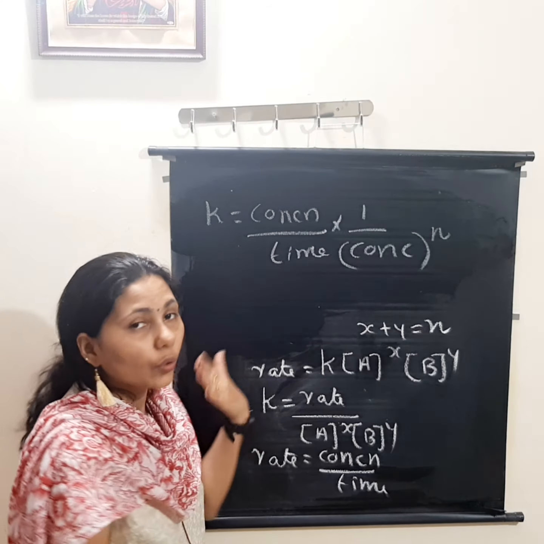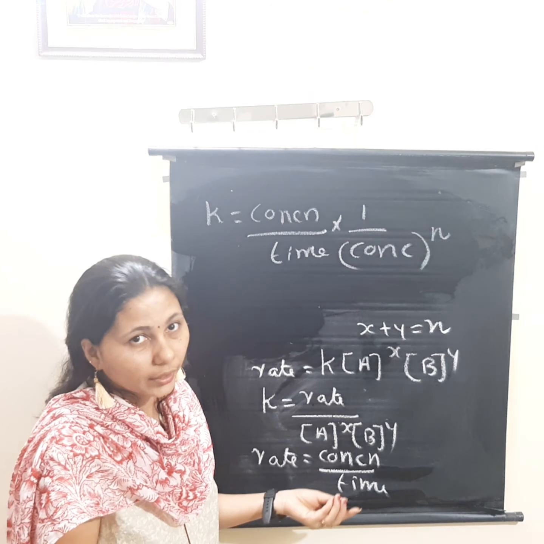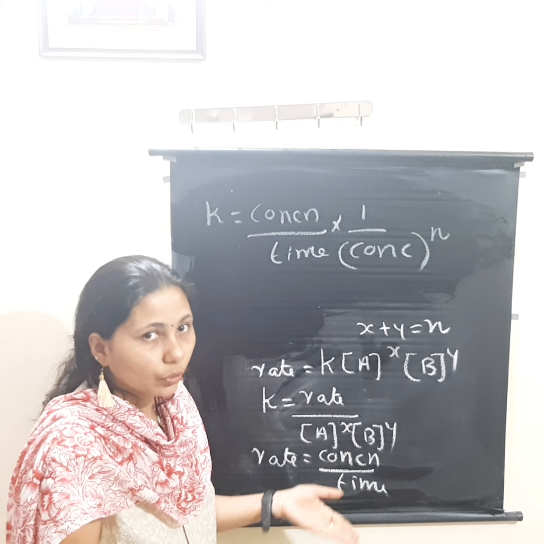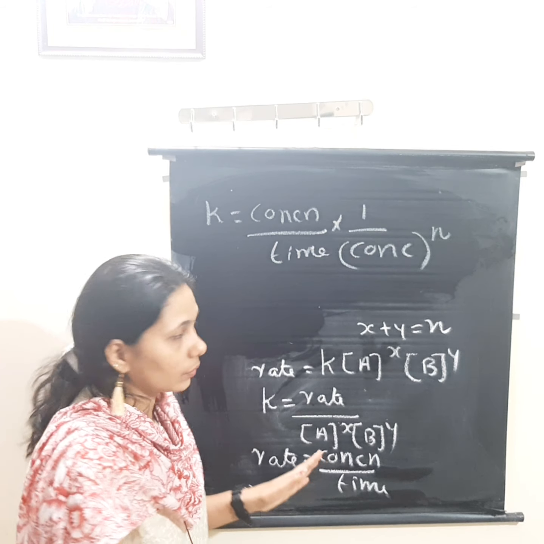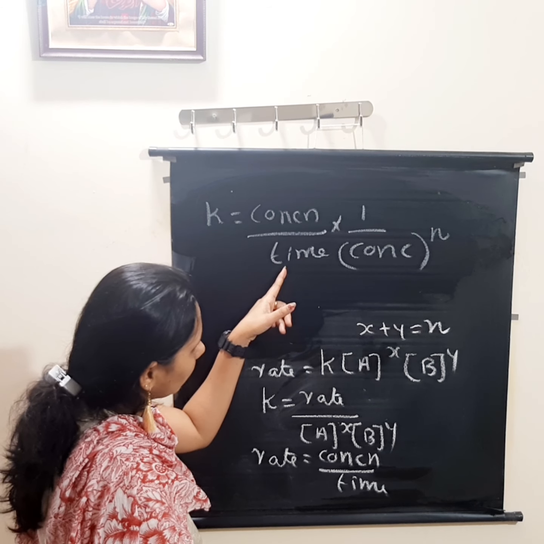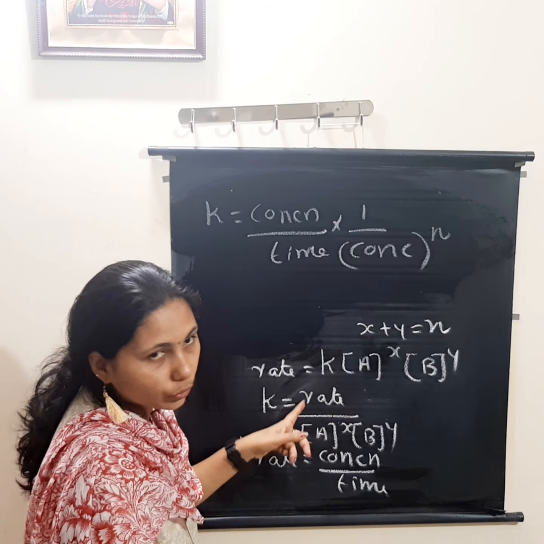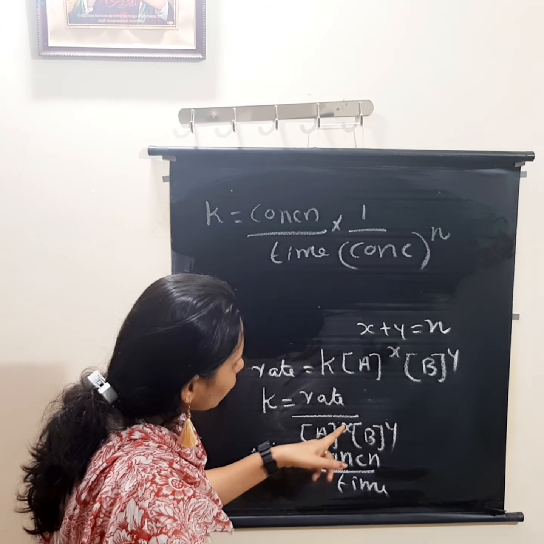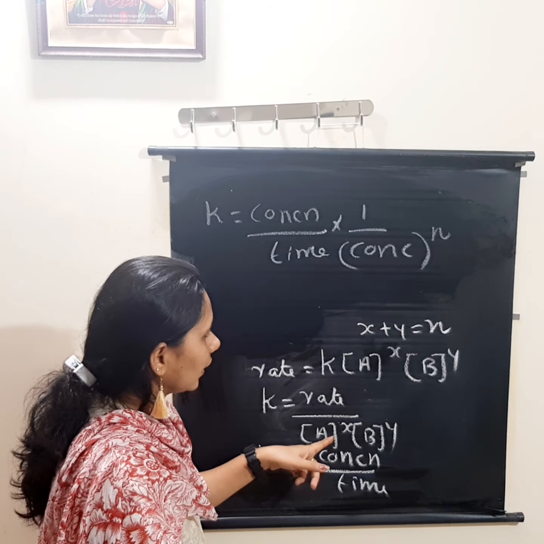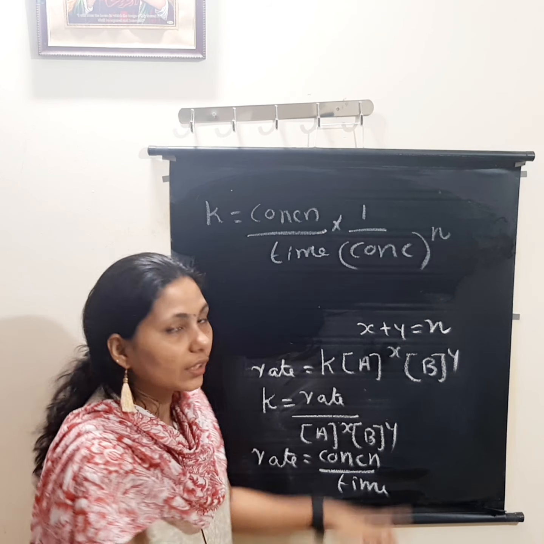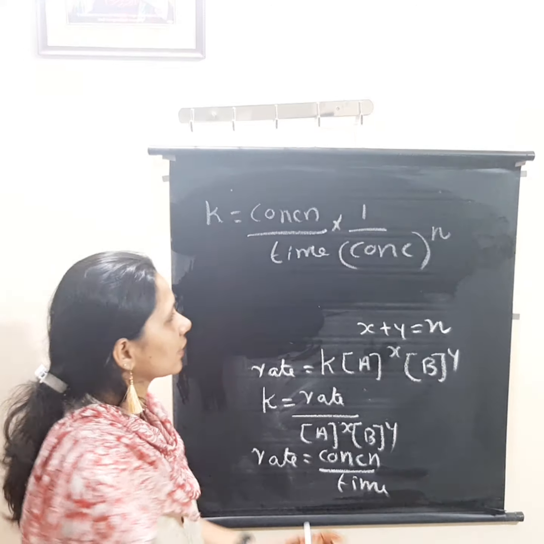You only have to know the unit of the rate constant for a zero order reaction, first order reaction and second order reaction. So generally rate constant k equals concentration divided by time. That is for the rate: unit of rate is concentration divided by time, into 1 by A raised to x into B raised to y. Generally, I'm writing this as the concentration terms A and B, and x plus y equals the order of a reaction, n.